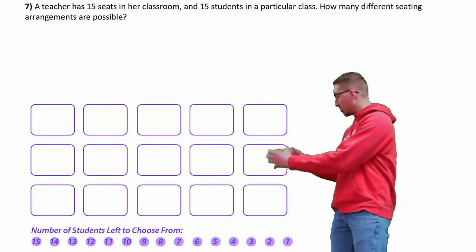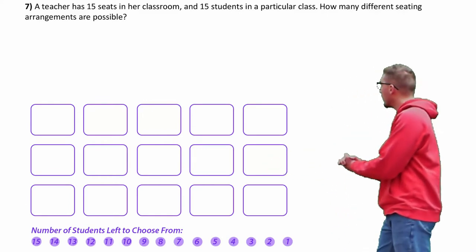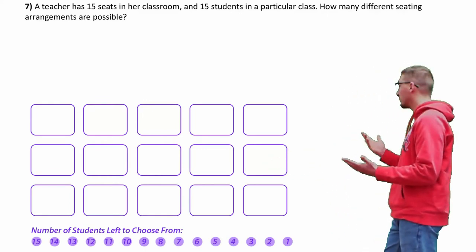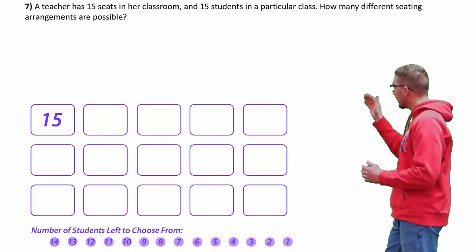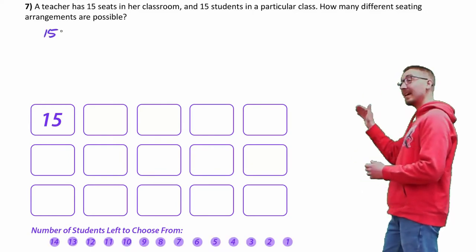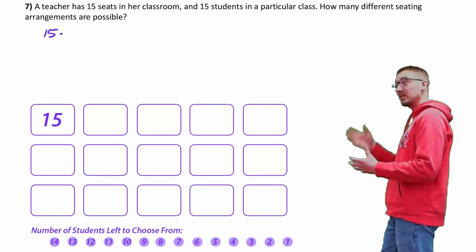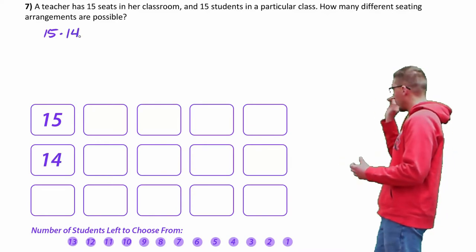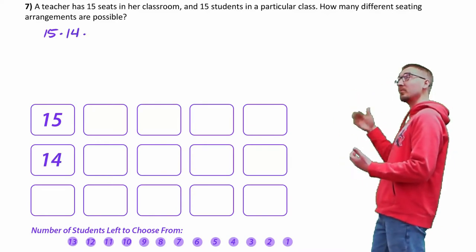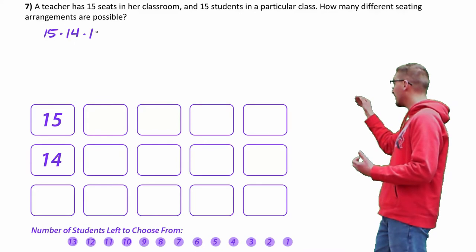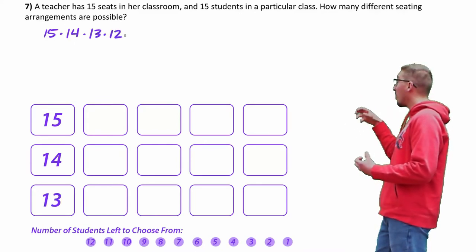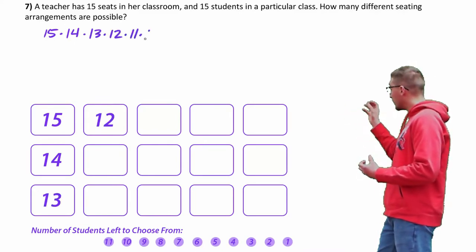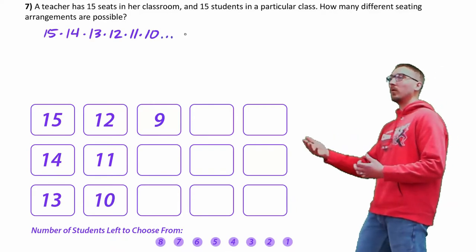So think about that first chair, okay? In that first spot, you can place any of the 15 students. It doesn't matter who. Once you put that person in that seat and you move to the next chair, you only have 14 of the remaining students left. And so you're going to put one of the 14 in there. And you can start to see the pattern. We had 15, then we had 14. Now in the next third chair, we're going to have 13. And then 12, 11, and it just keeps on going.